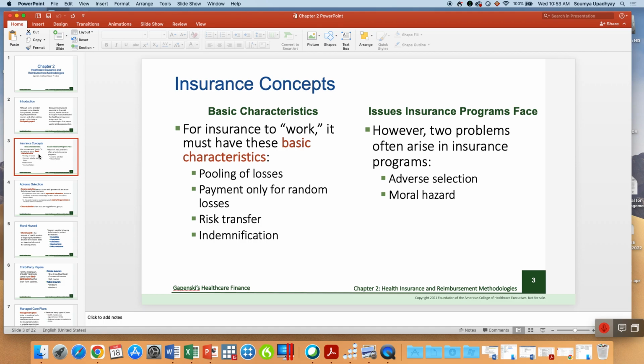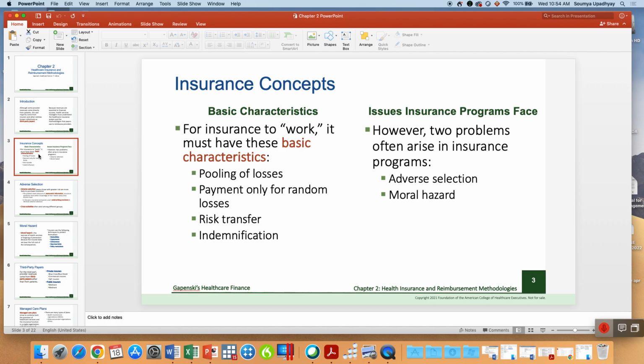The risk transfer should be there, which means that you should be able to transfer risk from an insured to an insurer. So when the person is insured, for example, let's say you are insured as a patient and you pay a premium of $200 a month, once that occurrence happens, your risk of payment has to be transferred from you to the insurer, and now it becomes the insurer's responsibility to pay all of those financial obligations. And then the last one is indemnification, in which there should be a reimbursement to the insured if a loss has occurred.